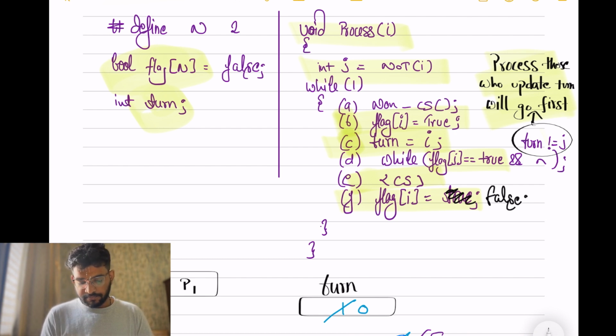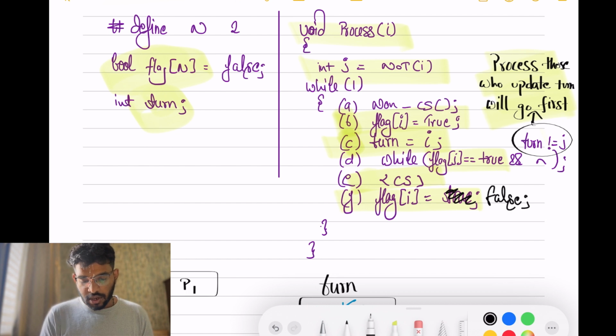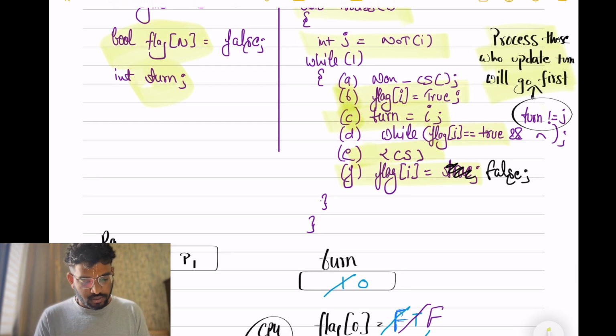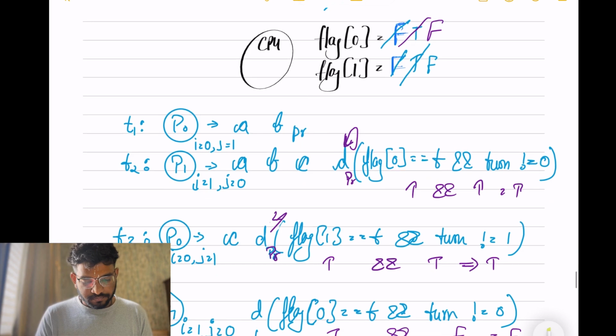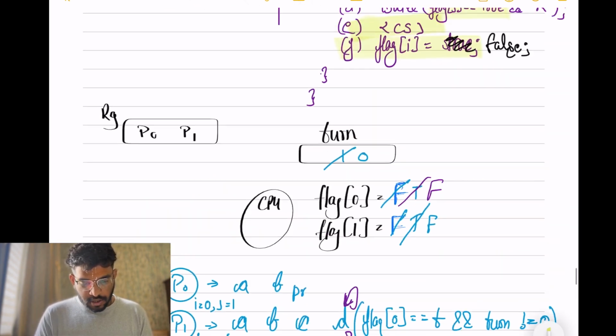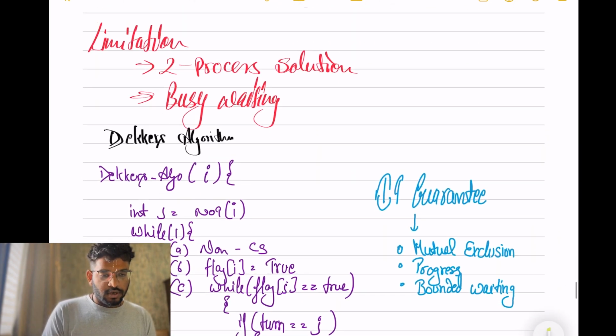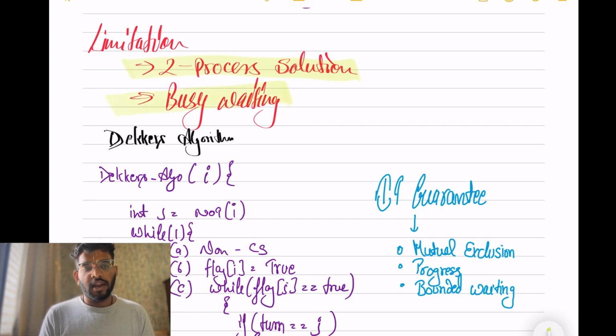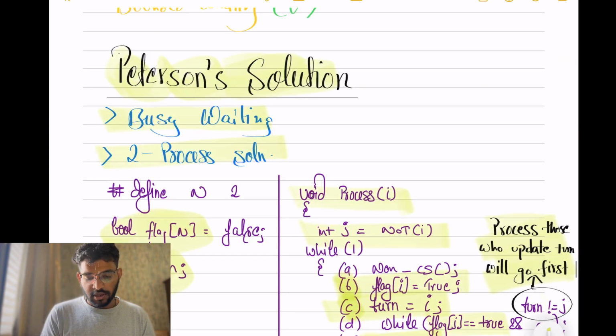After executing, flag of i is set to false. It means it has completed its execution and does not want to access the critical section again. So yeah. The limitation of Peterson solution is that it only works for two processes and it works on busy waiting. Busy waiting basically means that if P1 is executing the critical section and P2 also wants to execute it, then P2 will waste CPU cycles while executing the while loop in point D, busy waiting.